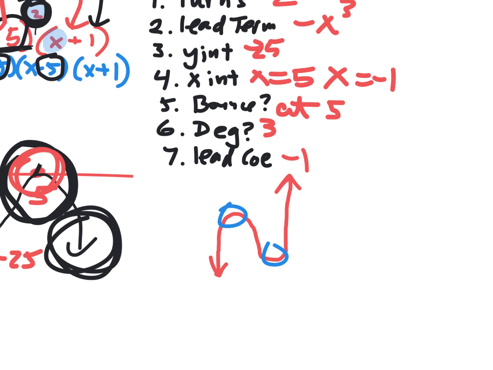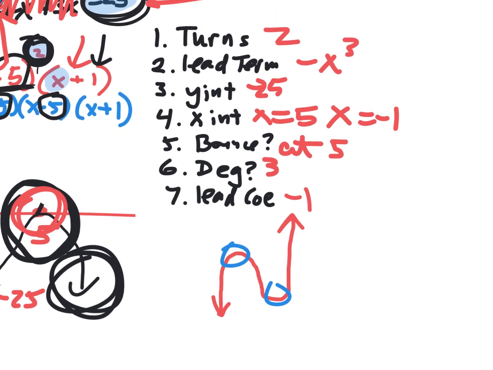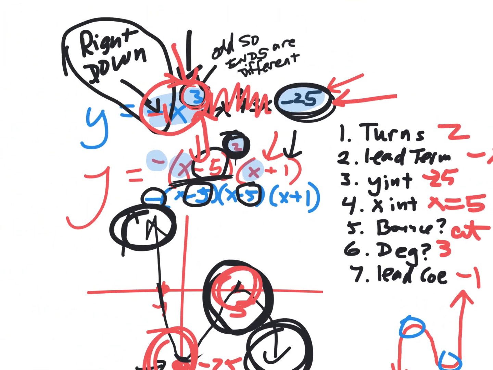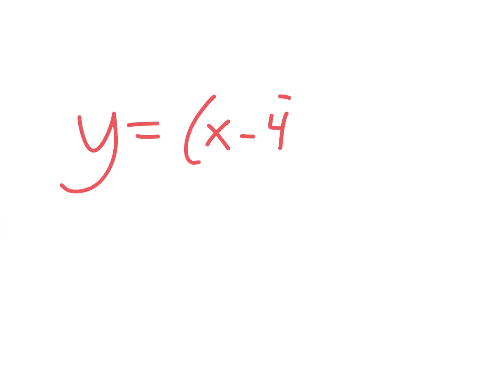Yes? How'd you get the 5 to be a bounce again? How'd you know that? I'm going to do a different one. Guess what happens at the 4, Joe? There's a bounce. Because of the 2 here.